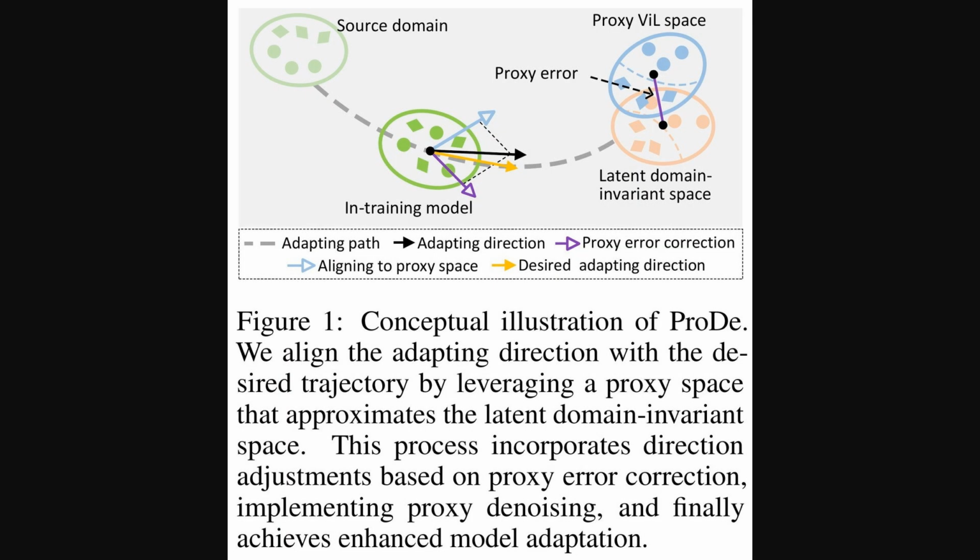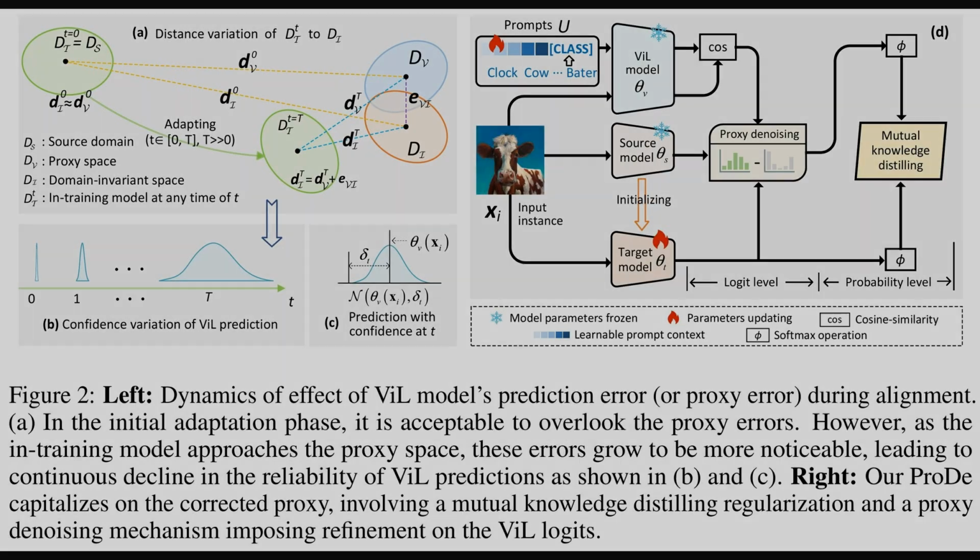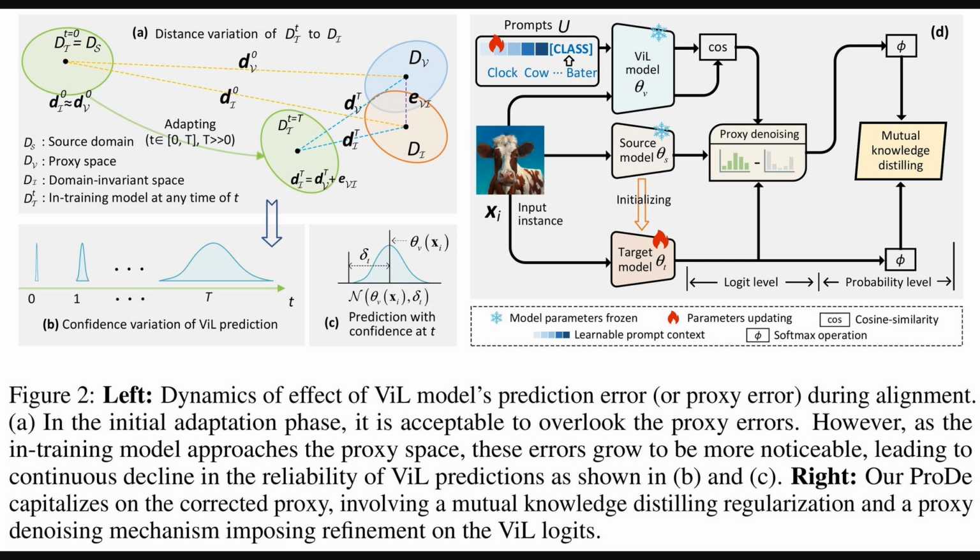Alright, so this first figure gives us a conceptual illustration of their ProDe approach. We see the in-training model on its adapting path from the source domain. The key insight here is leveraging a proxy vision language model space, which approximates the ideal latent domain invariant space. A latent domain invariant space is essentially an abstract representation where data features remain consistent, regardless of their original domain. The figure highlights a proxy error between these two spaces. ProDe then applies a proxy error correction, adjusting the adapting direction towards a more desired adapting direction, ultimately enhancing model adaptation.